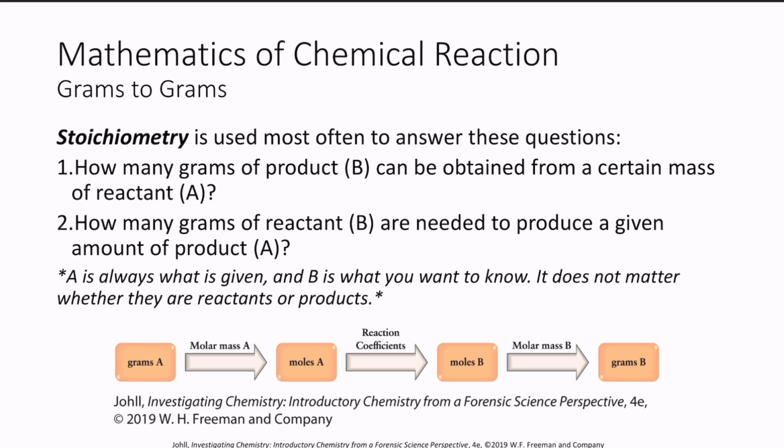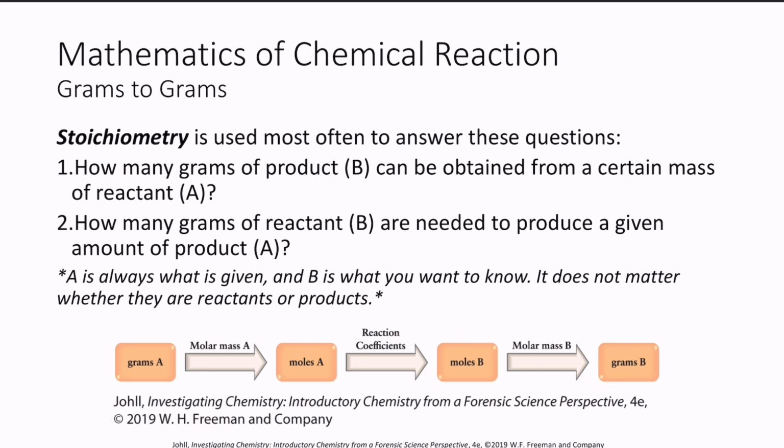And in stoichiometry, A and B are used to describe what it is that you're converting between. We can also look at how many grams of reactant are needed to produce a given amount of product. Now, A is always what is given, B is always what you want to know. So it doesn't matter if they're reactants or products. So don't get confused by that.